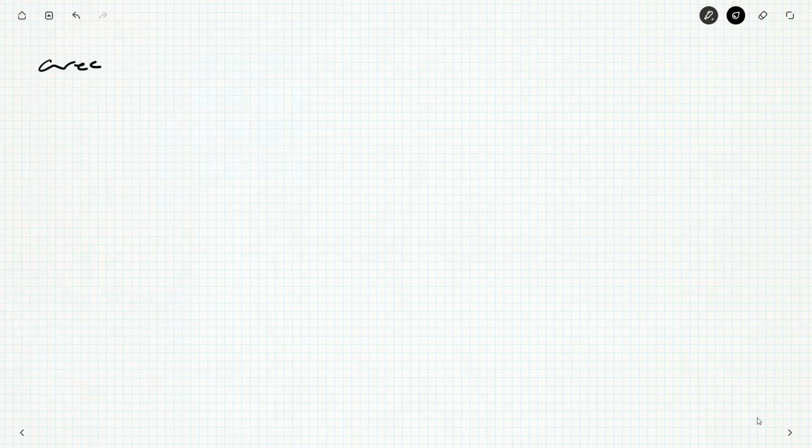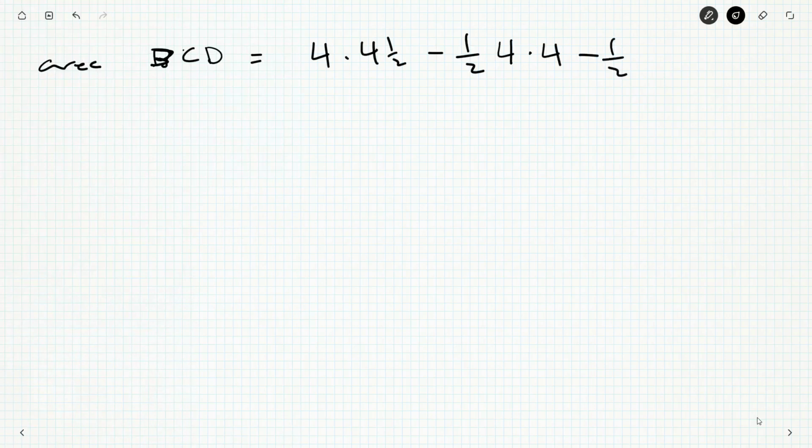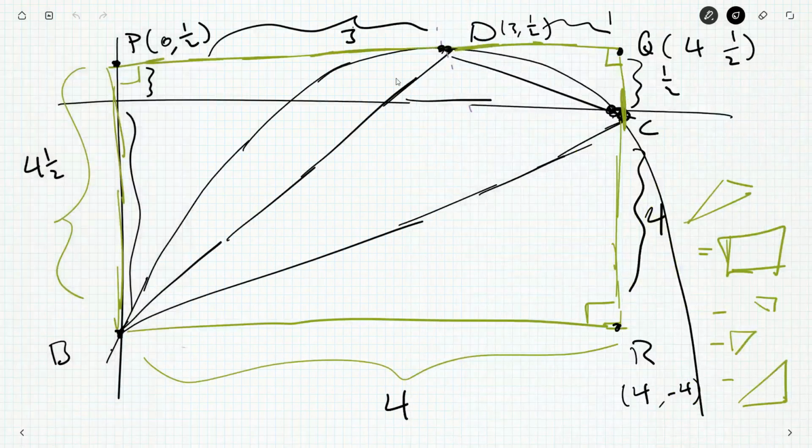So you might say area of BCD is 4 times 4.5 minus 1/2 base times height, minus 1/2. It was 3 times, my height was 4.5 there. And then minus the other one, which is 1/2 times 1 times 1/2. I can't remember if these numbers are correct, so we'll just go back. 1, 1/2, 3, 4.5, 4, and 4. Okay.